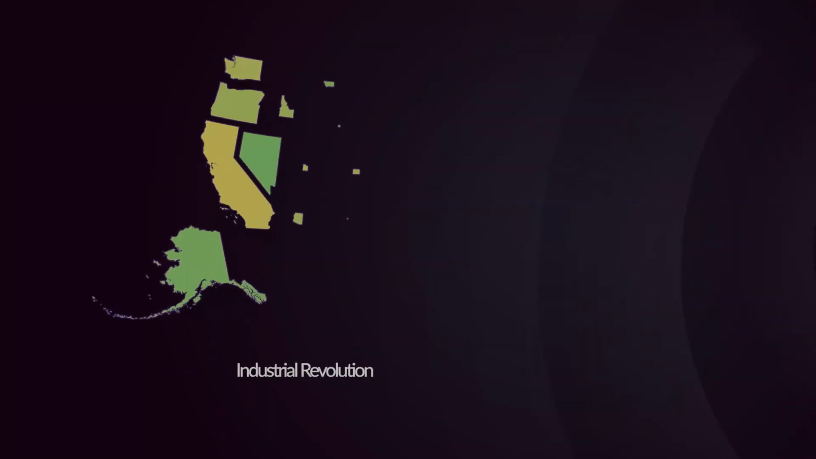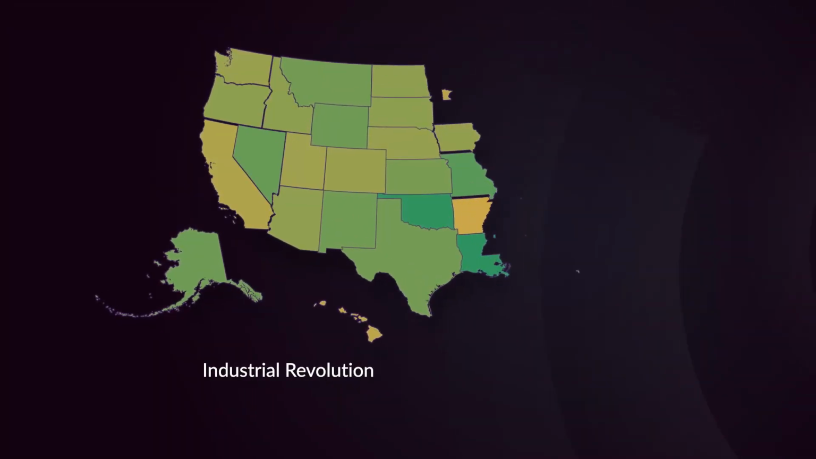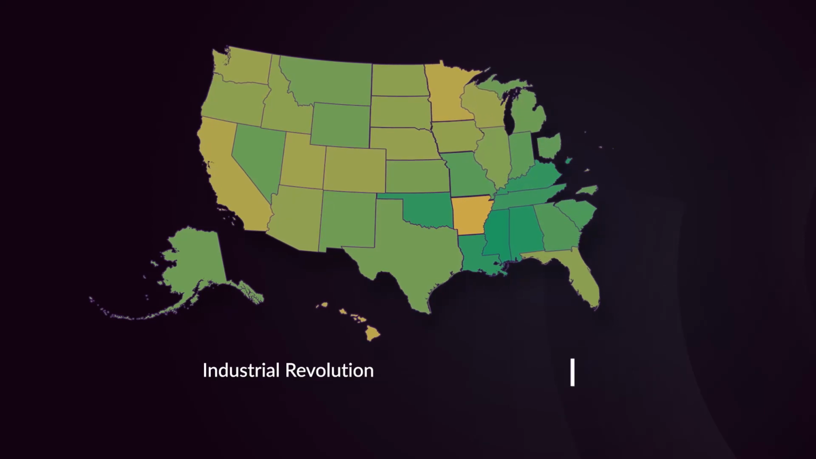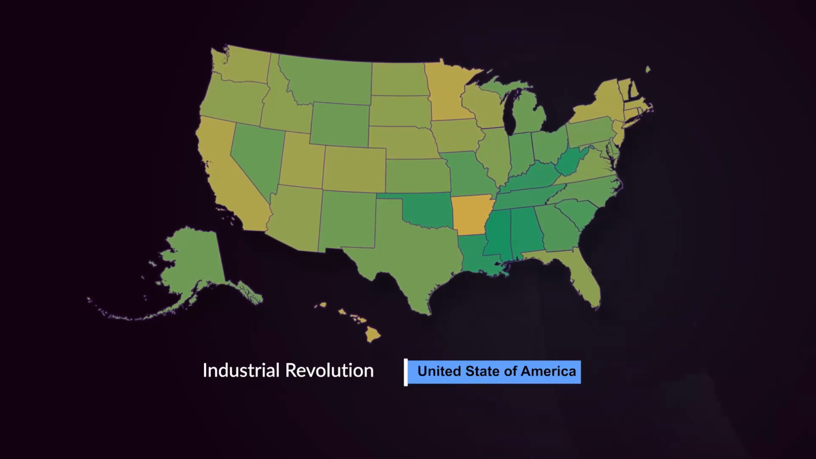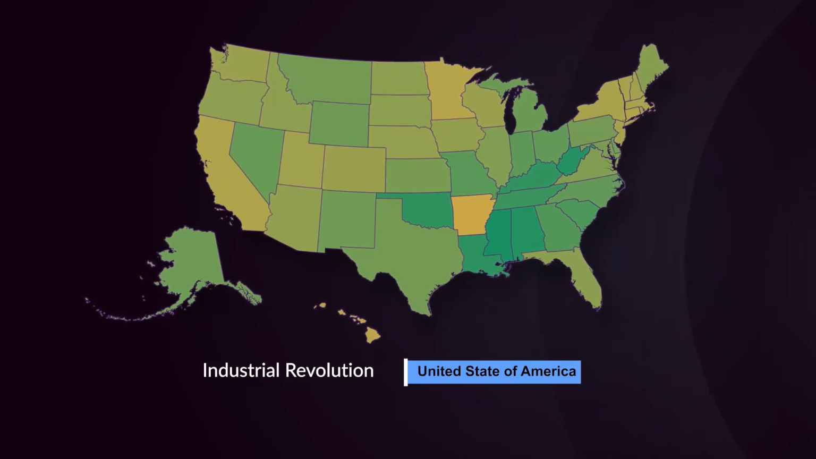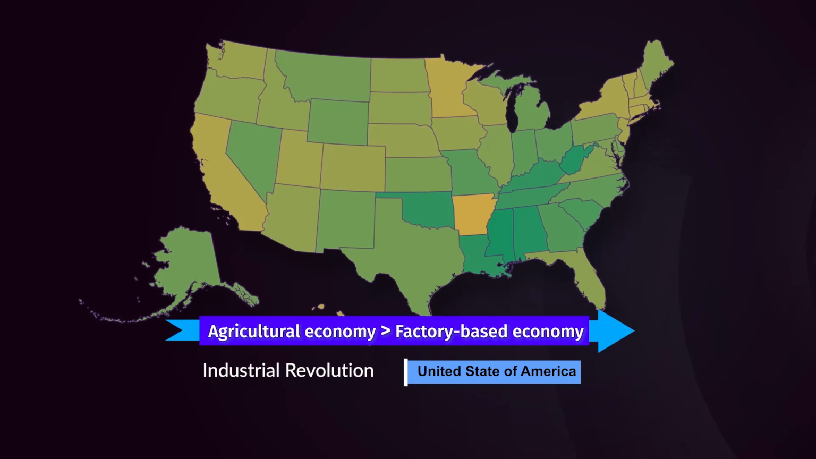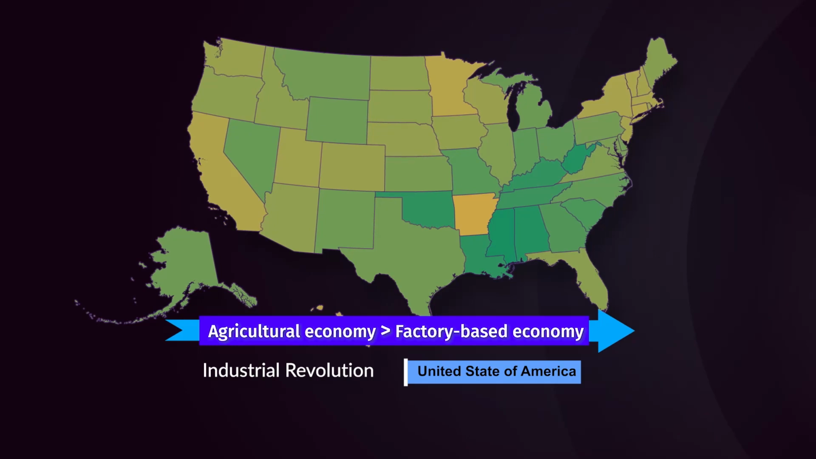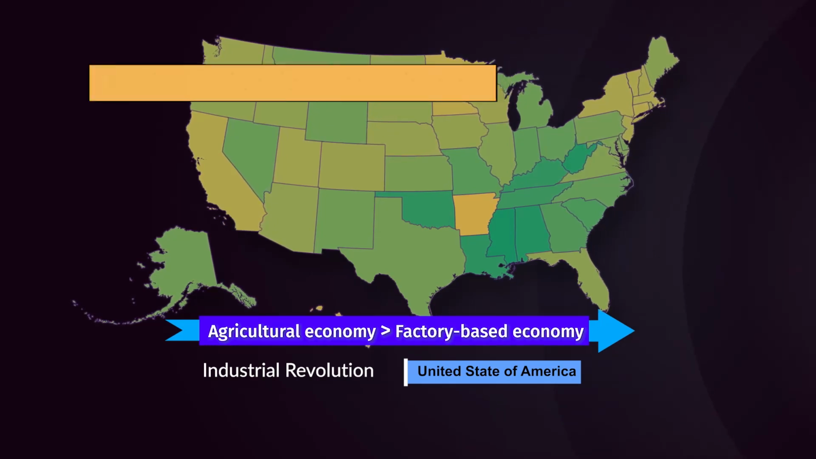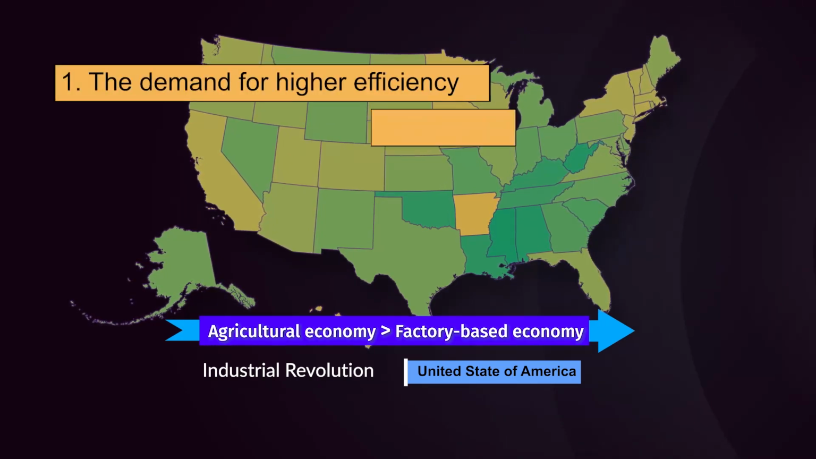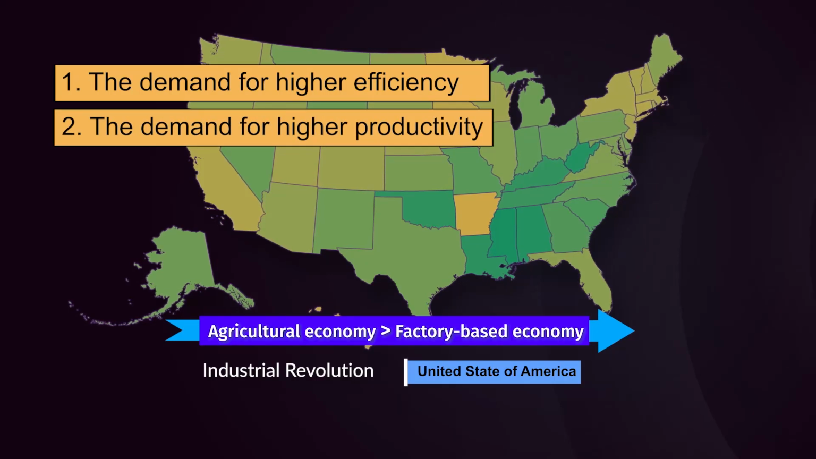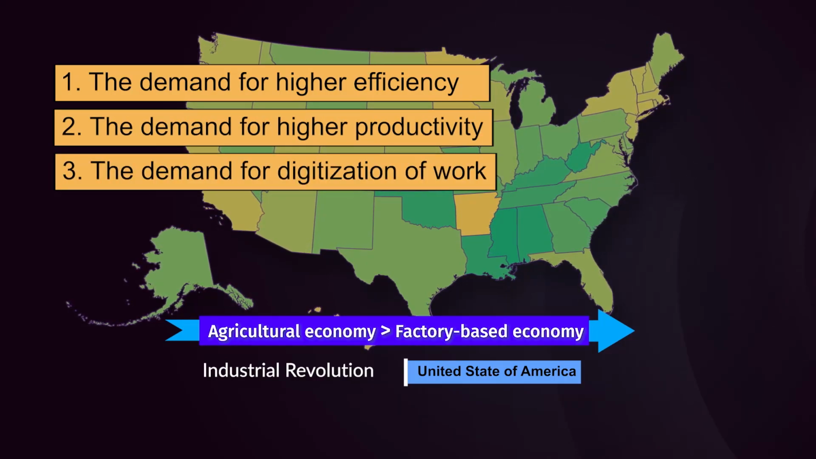We all know the background of the Industrial Revolution which took place in the United States of America. This Industrial Revolution marked a shift from the agricultural economy to the factory-based economy, and we know that this Industrial Revolution was marked by three important developments. One, the demand for higher efficiency. Second, the demand for higher productivity, and the demand for digitization of work.